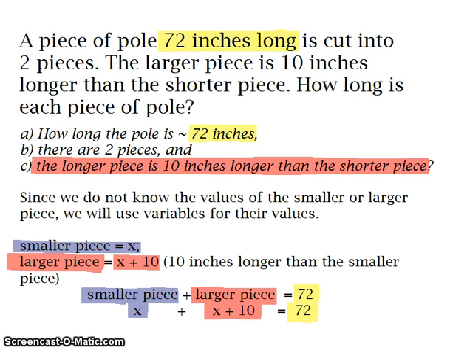So now let's set it up in an equation. We have our smaller piece plus our larger piece is equal to 72. Let's substitute in our variable terms. So we will have x plus x plus 10 is equal to 72.